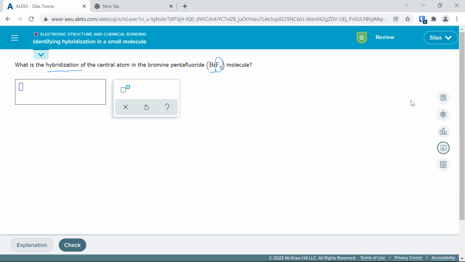So we're going to start out by drawing the Lewis structure. First thing we do is count the valence electrons. Now, Br is our central atom, but we're going to go 7. We have our 7 plus 5 times 7, which is 35. So that gives us 42 valence electrons.